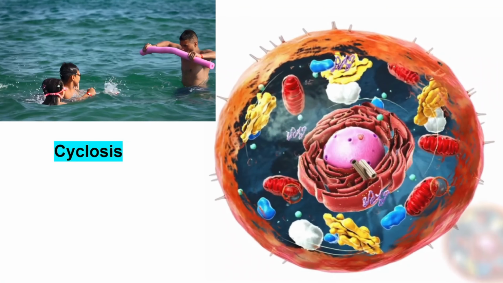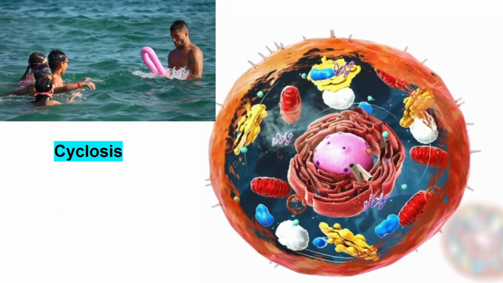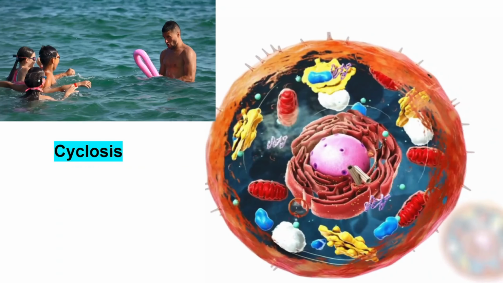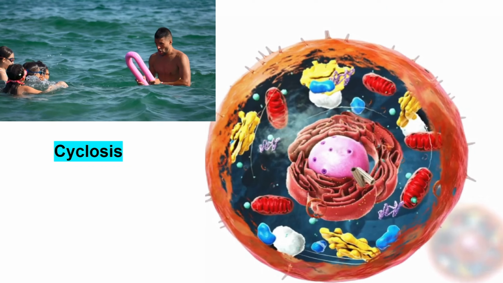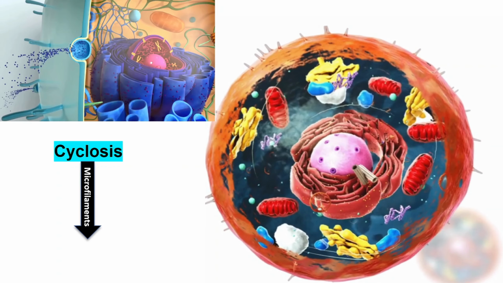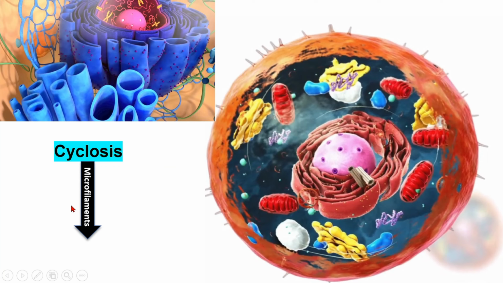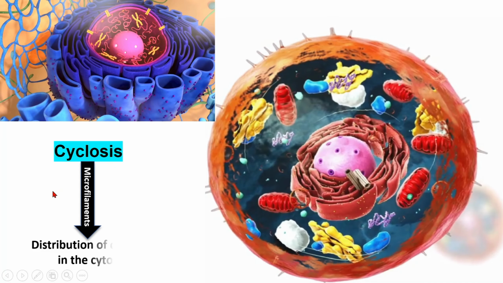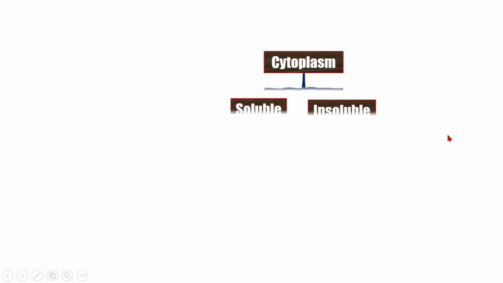Just focus on the cell. You can see here that the organelles are not fixed. They are moving inside the cytoplasm, and this cytoplasmic streaming movement is called cyclosis, and the structure that is responsible for this cyclosis is called microfilament, and this cyclosis is responsible for the distribution of the cell content in the cytoplasm. Cytoplasm again is composed of soluble part and insoluble part.